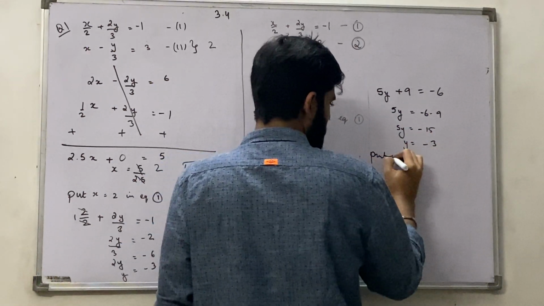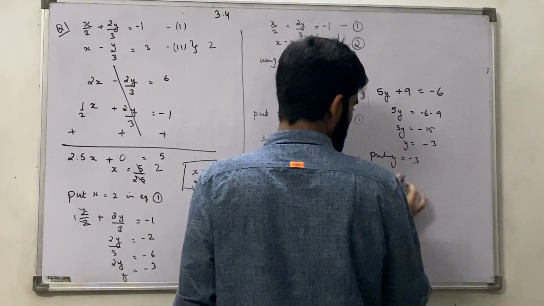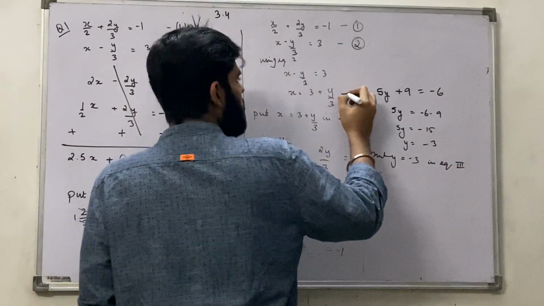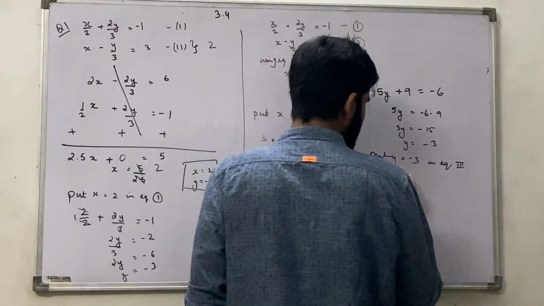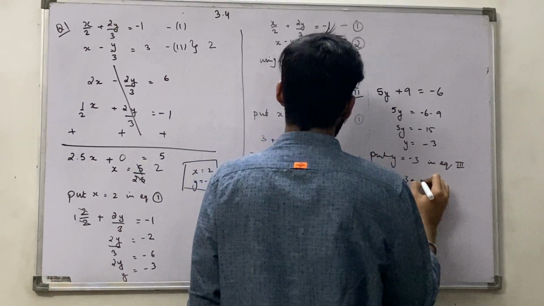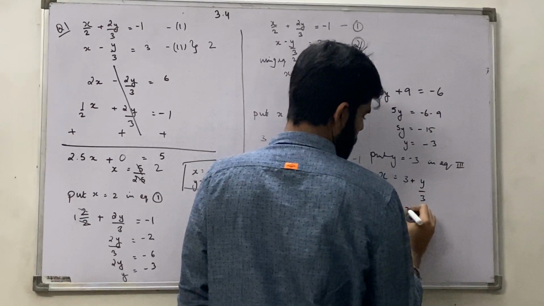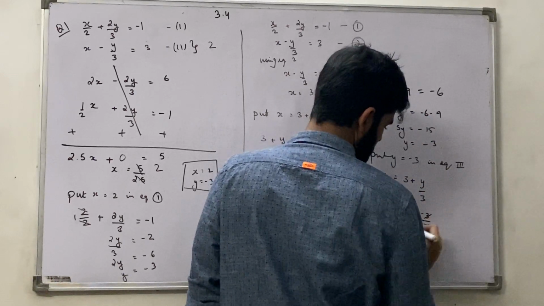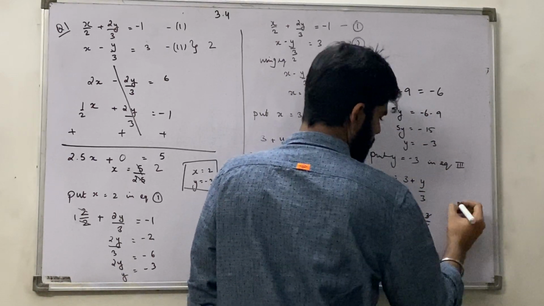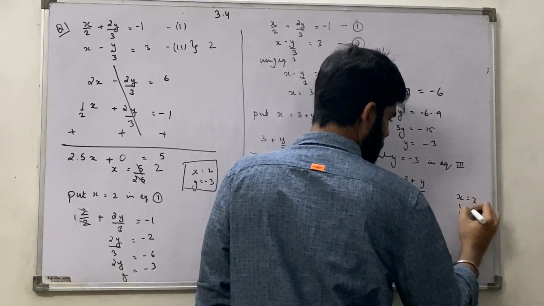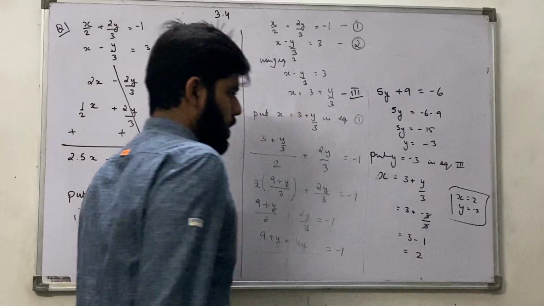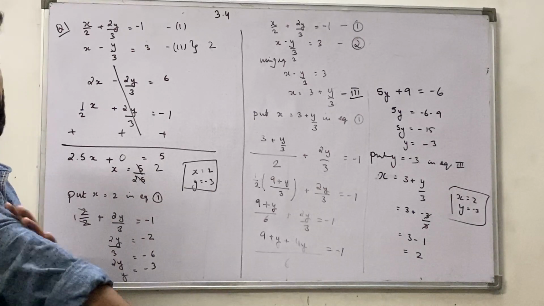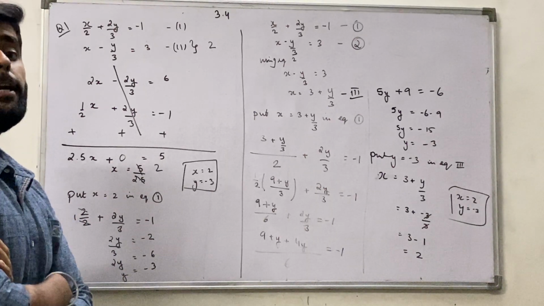Now put y is equal to minus 3 in equation 3. This was our equation 3. Therefore x is equal to 3 plus y by 3. This comes out to be 3 plus minus 3 by 3. This will be 3 minus 1, that is 2. Therefore x is equal to 2 and y is equal to minus 3. With this we are done with question number 1 from 3.3 and question number 1 from 3.4.